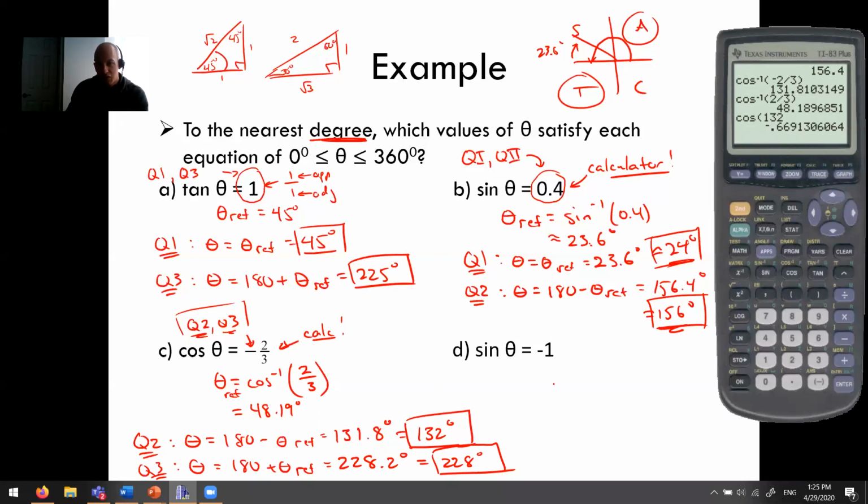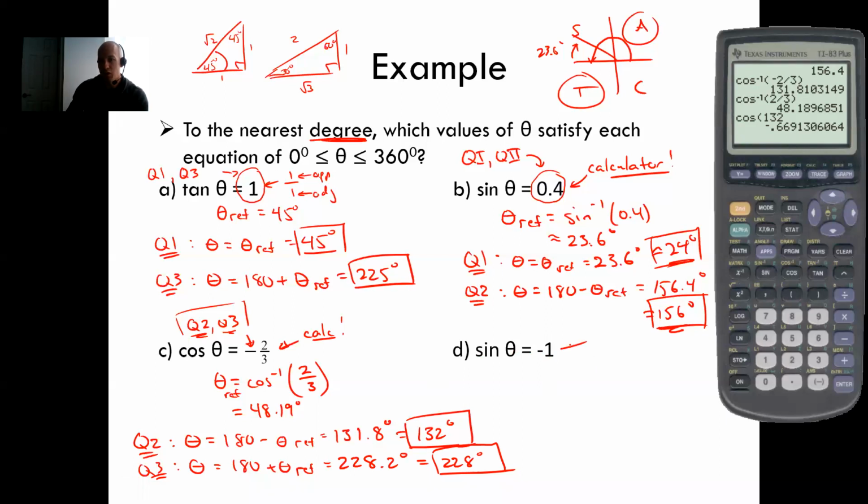Okay, finally the last question, sine theta equals negative 1. Is this a special angle? And it turns out it is. So you can imagine a situation where you've got a triangle where your ratio of opposite over hypotenuse is equal to 1. So that's where your opposite and hypotenuse are the same. But what quadrant is that in? This is the tricky one.